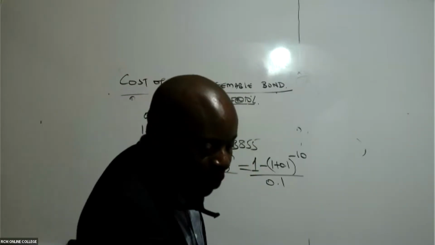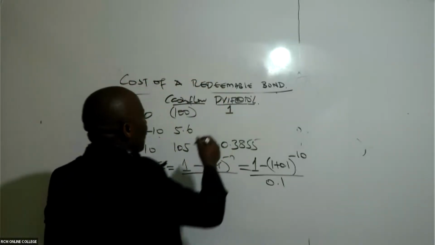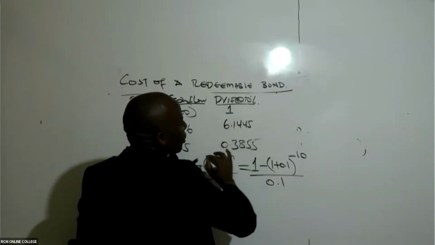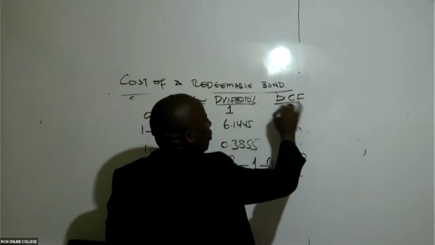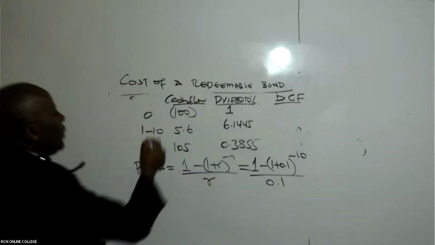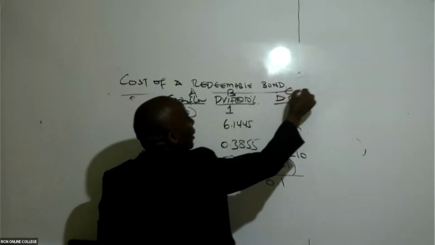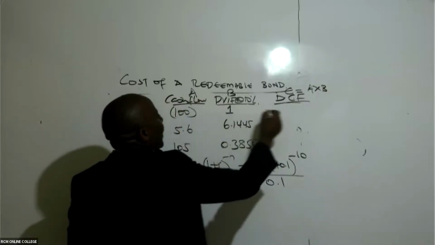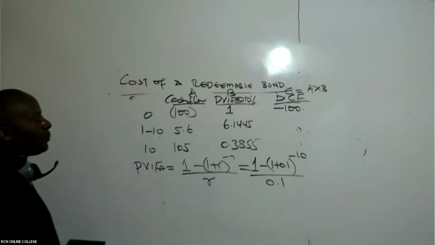So I'm waiting to hear from you guys. The final one is 6.1445. So I'm being given here 6.1445, my friends. So come and create a column for discounted cash flows or PV, present values. If this is A and this is B, then to get C, you will take A times B, discounted cash flows. The first one will be minus 100.